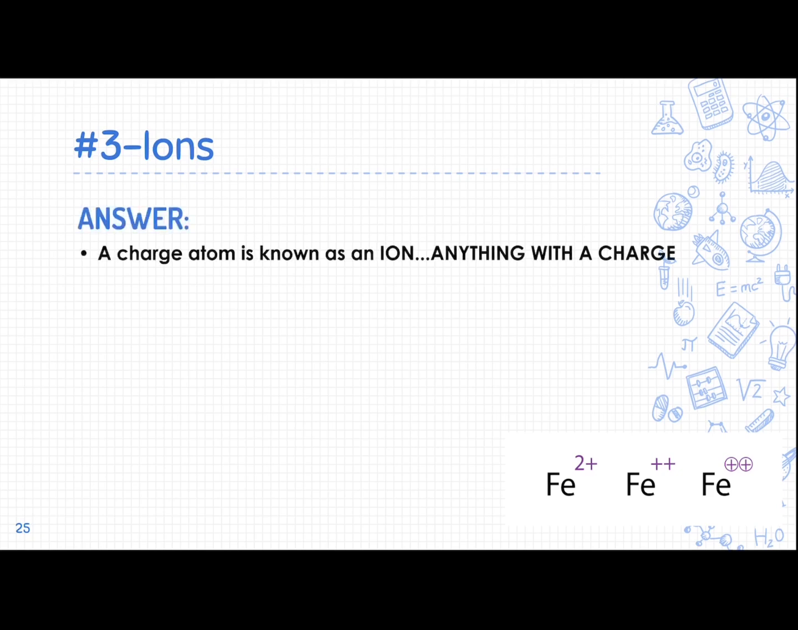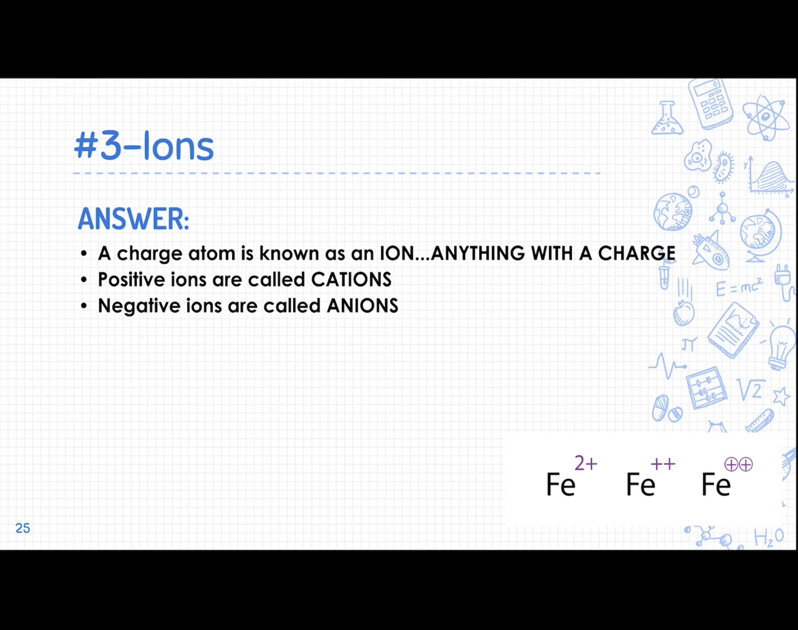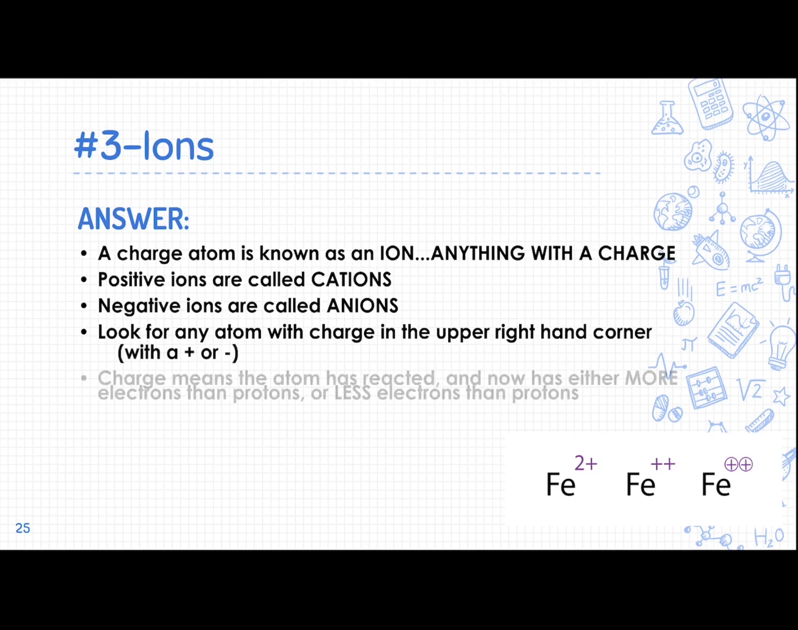So I'm just going to read through this. A charged atom is known as an ion. Anything with a charge is going to be an ion. Positives are cations, negatives are anions. Look for any atom with a charge in that upper right-hand corner. If it has a charge, it's going to be an ion.